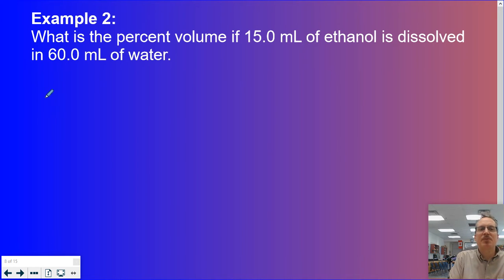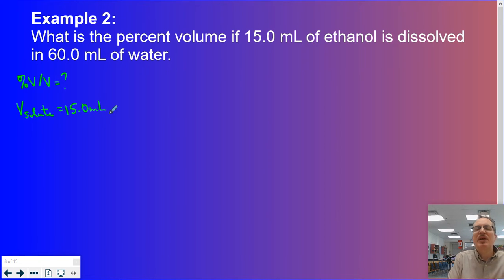So, example 2. What is the percent volume if 15 milliliters of ethanol is dissolved in 60 milliliters of water? So again, we are trying to find percent by volume. Now, this question is a little bit different. We are dissolving 15 milliliters of ethanol. So that is my volume of solute, it is going to be 15 milliliters.